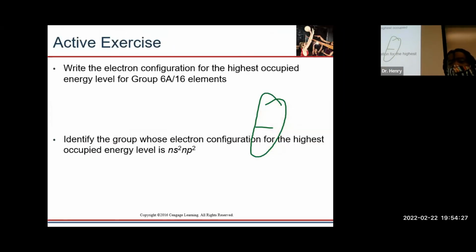Identify the group whose electron configuration for the highest occupied energy level is ns2, np2. Group 14, that's correct.